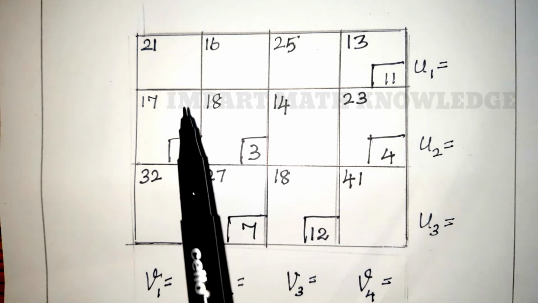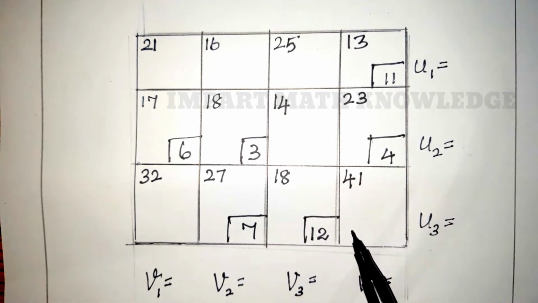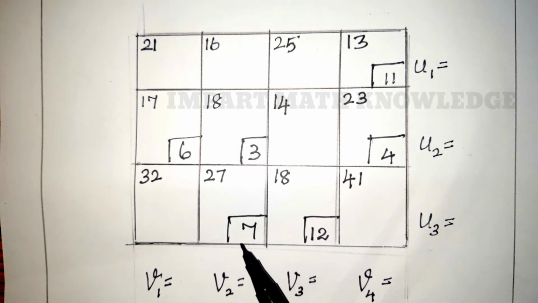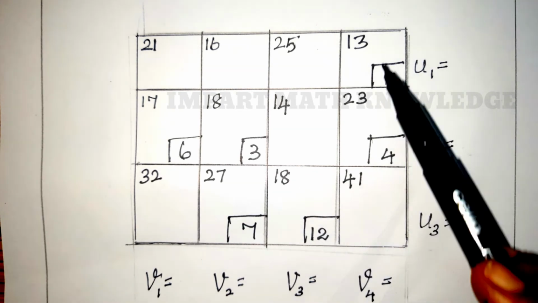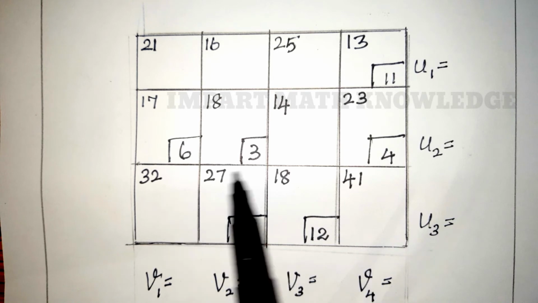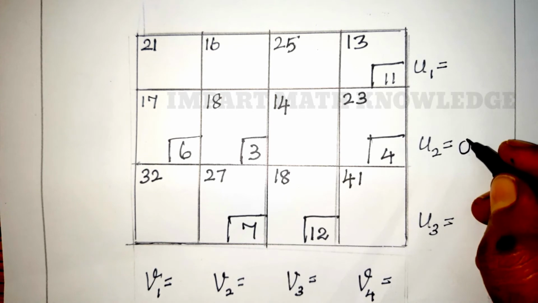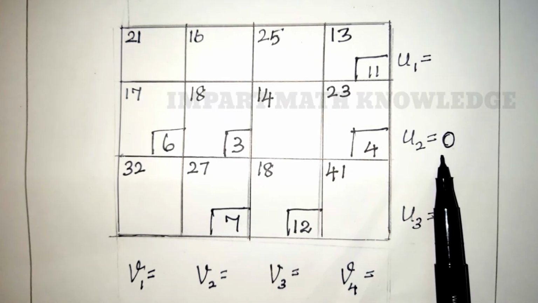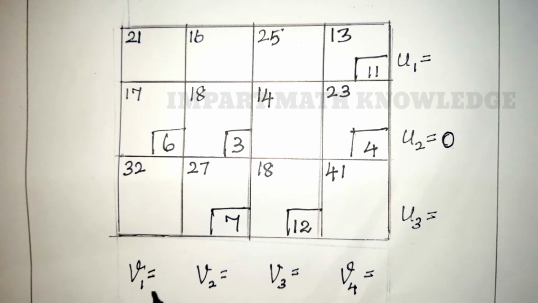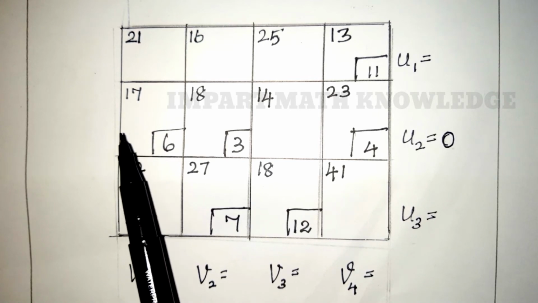Here, first row contains 1 allocation, second row 3 allocations, third row 2 allocations. First column 1 allocation, second column 2 allocations, third column 1 allocation and fourth column 2 allocations. More number of allocation comes under second row, that is 3 allocations. So you put 0 in second row, that is U2. Here U2 is equal to 0 and this is the allocated cell. From these two values we can find V1. The cell number is C21, second row, first column.